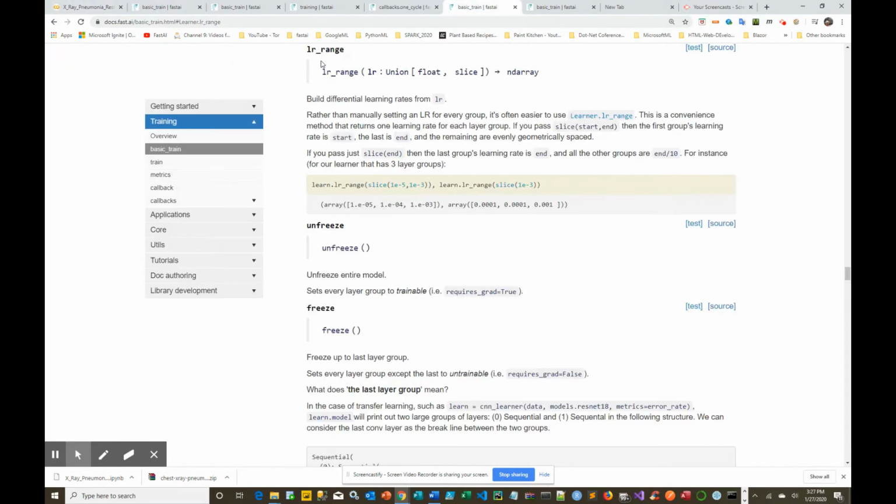So if you go to this learning rate range, it tells you how this slice operation is distributed. So take a look at this and how it basically uses the beginning slice in the early layers and the end slice in the late layers, and then geometrically spaces out the others. So you can read up about that under this learning rate range.